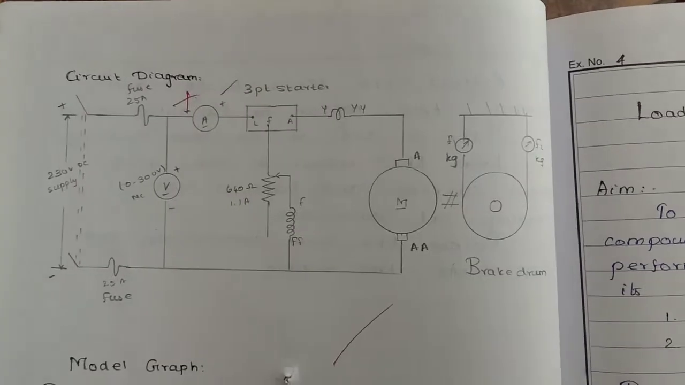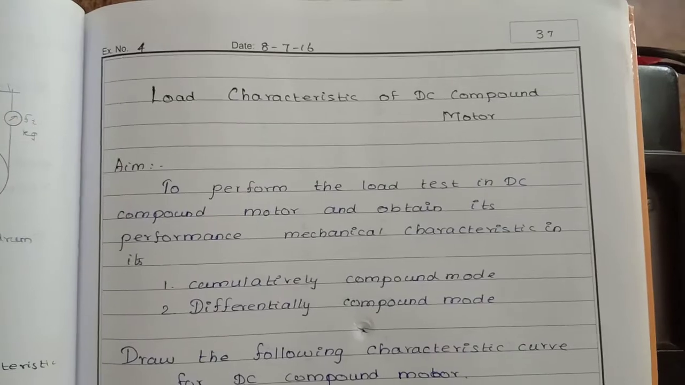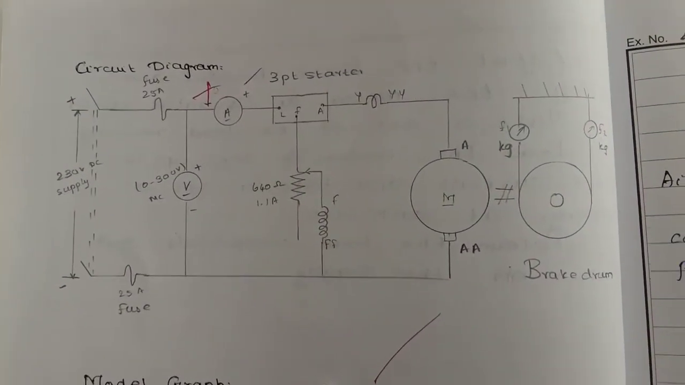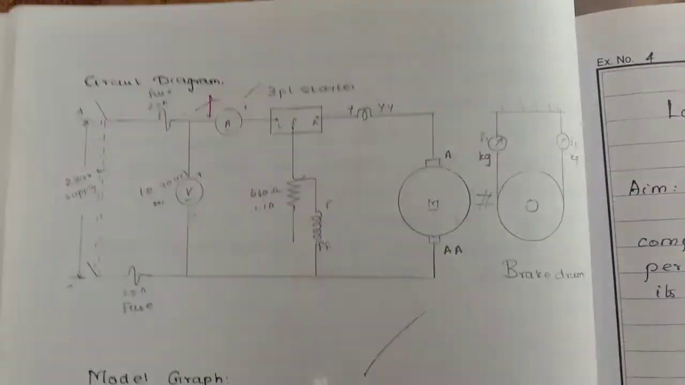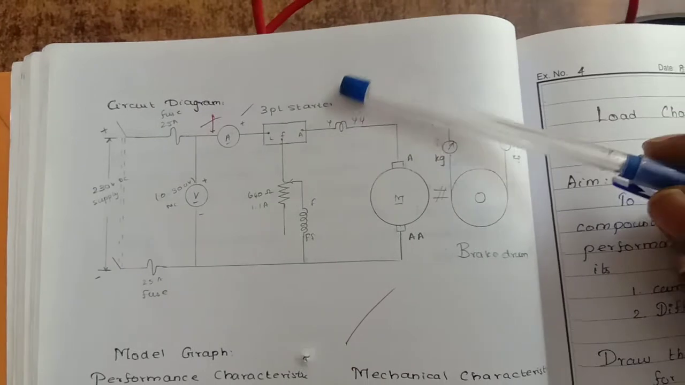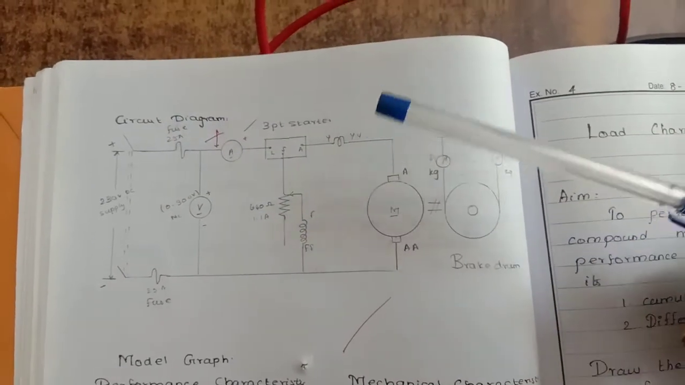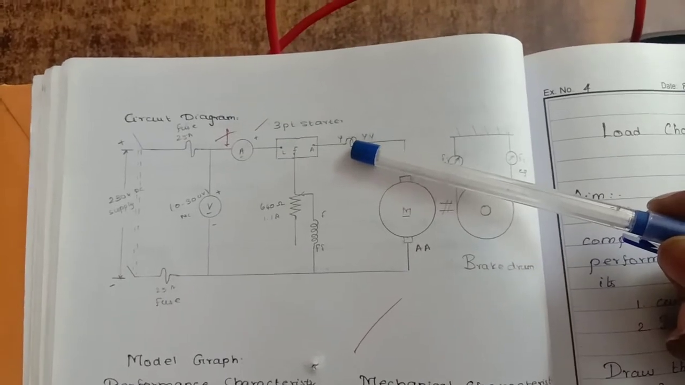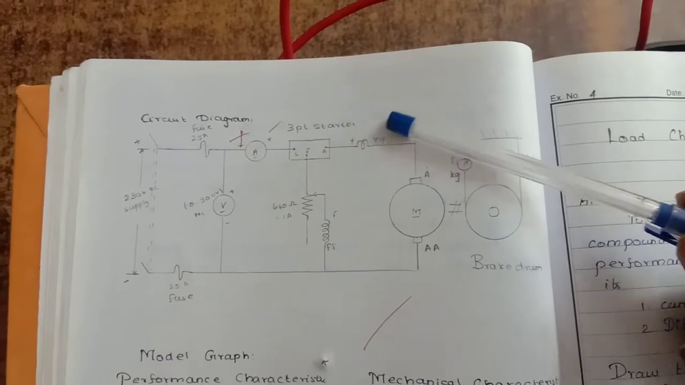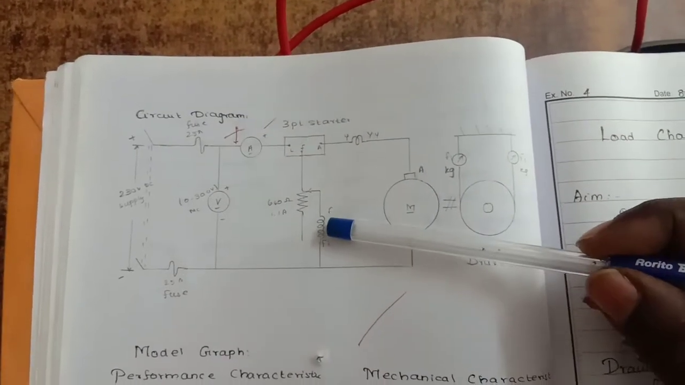In this class we are going to see the compound motor, that is, the load characteristics of a DC compound motor. A compound motor has two field windings: one is the shunt field winding and the other is the series field winding. The series field winding has fewer turns and thicker wire, since it carries the full load current passing through the armature.